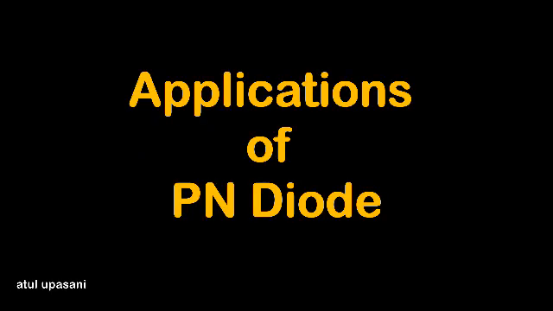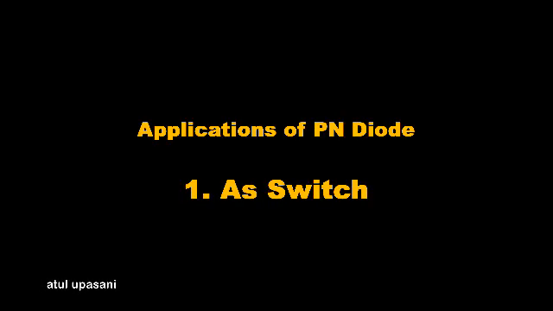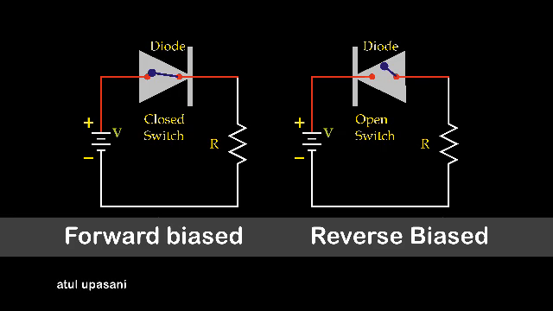Now let us take a look at the applications of p-n junction diode. Where is this device used? This device can be used as a switch, because when it is forward biased, it will act as a closed switch and offer very low resistance, and there will be a passage of current through the diode. In a similar way, if the diode is reverse biased, it will offer high resistance to the passage of current through the diode. So it will act like an open switch. So the diode can be used as a switch.